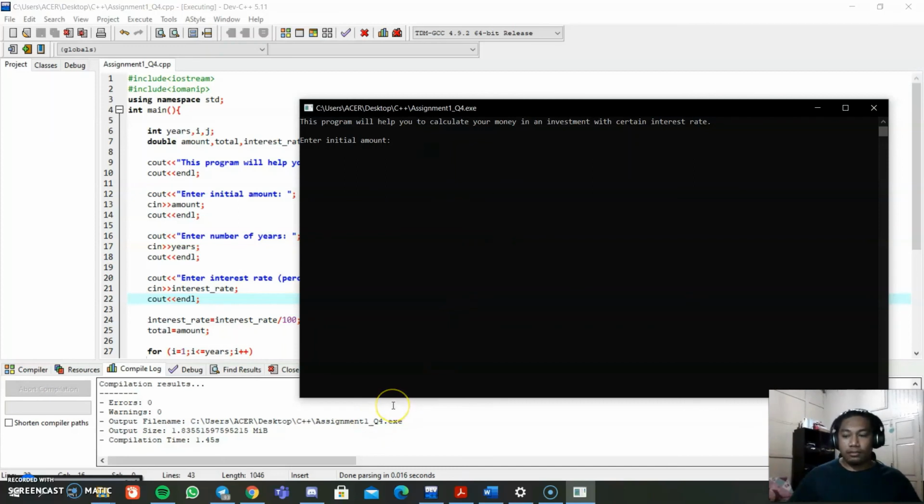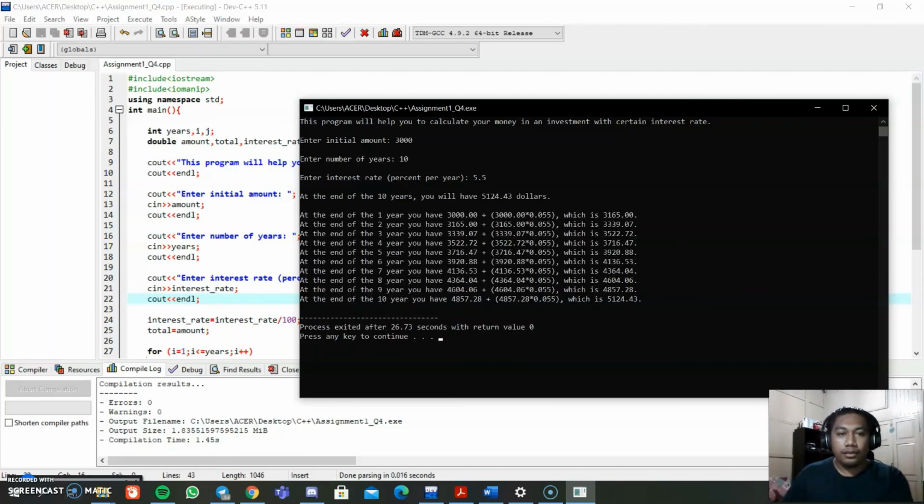So for the initial amount, following the example from this question just now, which is 3,000, and then the number of years is 10, and also interest rate in percent, which is 5.5%. This is just an example of the input, same like the question just now. So it will display that at the end of the 10 years, you will have $5,124.43, same like the question just now.